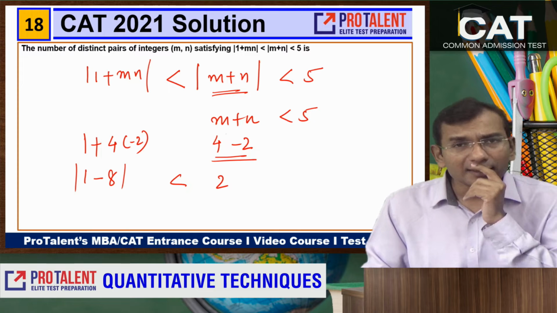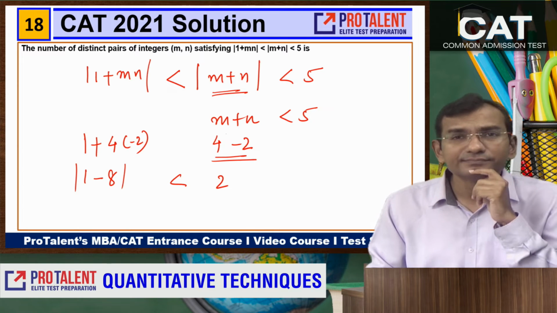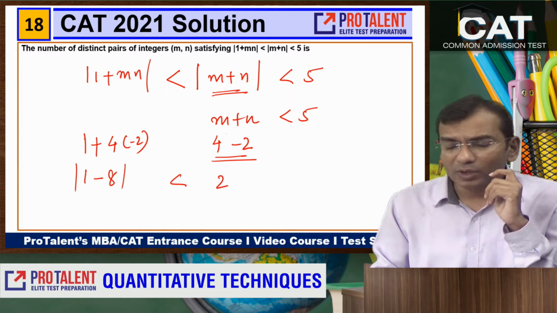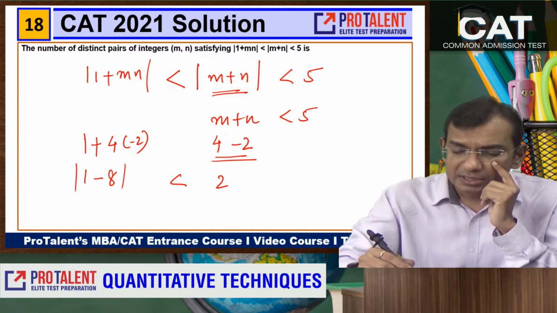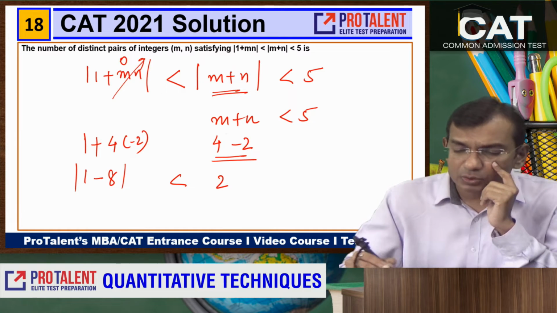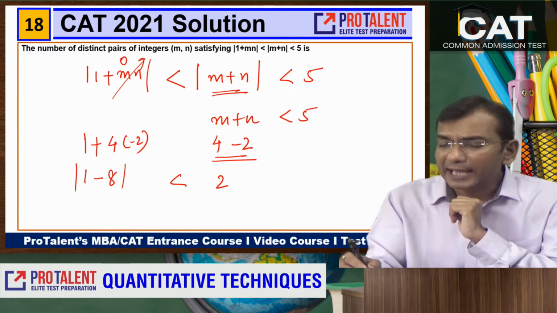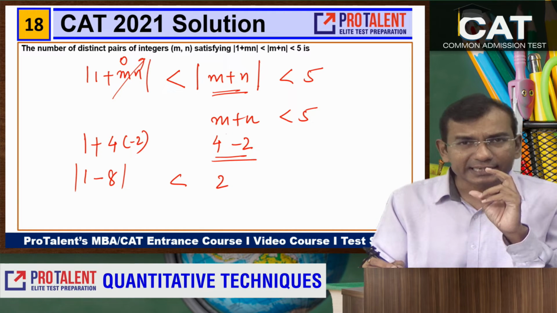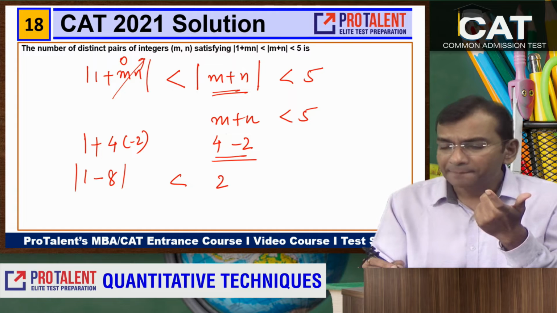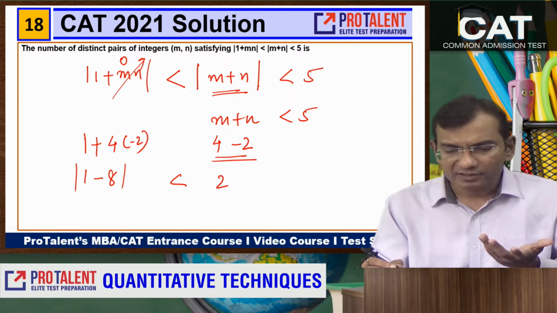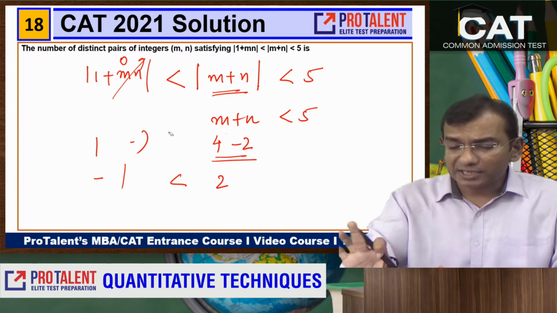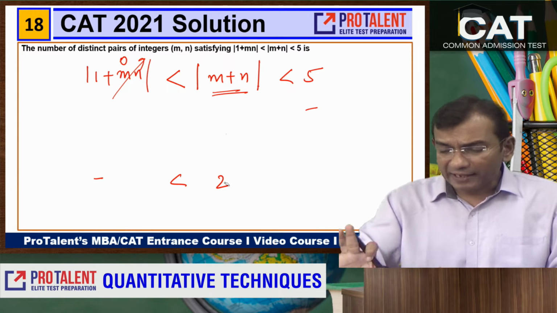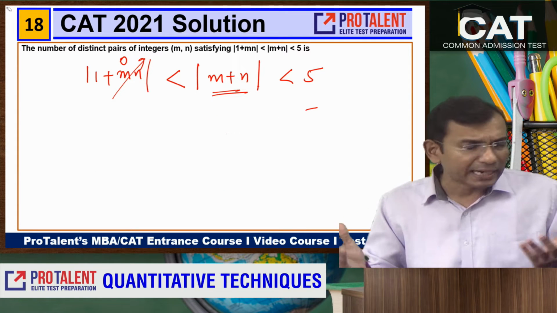I take one value as 0. Okay, I can take one value as 0. So this entirely becomes 0. ठीक है, and m plus n के अंदर I can take any value, ठीक है, which is less than 5. Okay, so what is the condition for me? So I've just tried to put numbers and I'm not getting it.